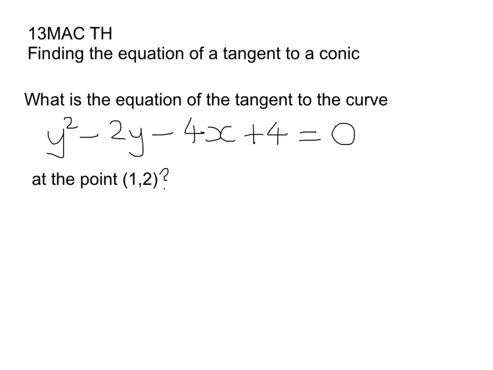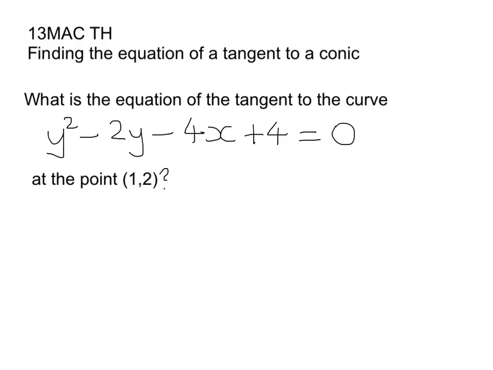In this video I'm going to look at how to find the equation of a tangent to a conic. So this uses implicit differentiation, which you hopefully will all remember well from our differentiation topic. So the first question is, what's the equation of the tangent to the curve y squared minus 2y minus 4x plus 4 equals 0? Okay, and we're looking for that at the point (1, 2).